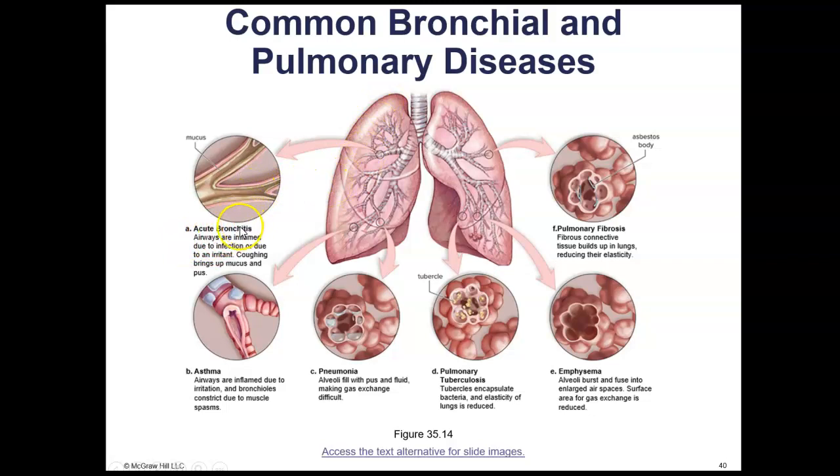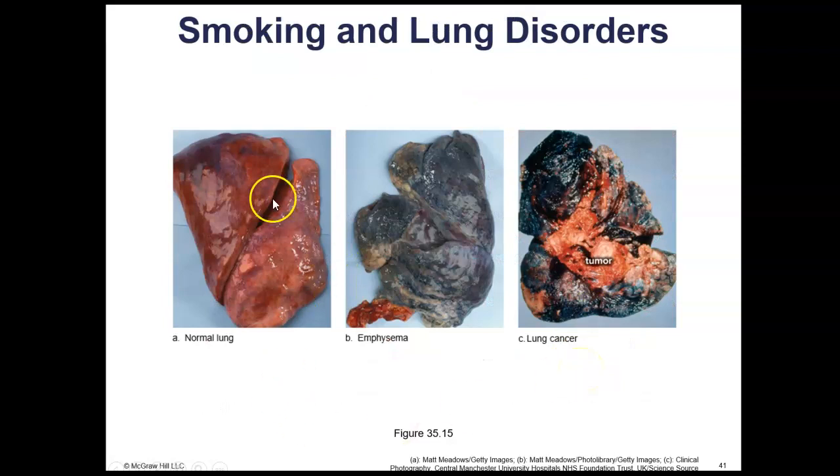This is an illustration of common bronchial and pulmonary diseases. You have acute bronchitis, asthma, pneumonia, pulmonary tuberculosis or TB, fibrosis, and emphysema. This shows you a picture of what a normal healthy lung would look like in an adult, what it would look like in someone with emphysema, and then what it would look like in someone who has lung cancer. A lot of that is not just the cancer, but if they were a smoker, it's also the carbon built up in the lungs from the cigarette smoking over the years.